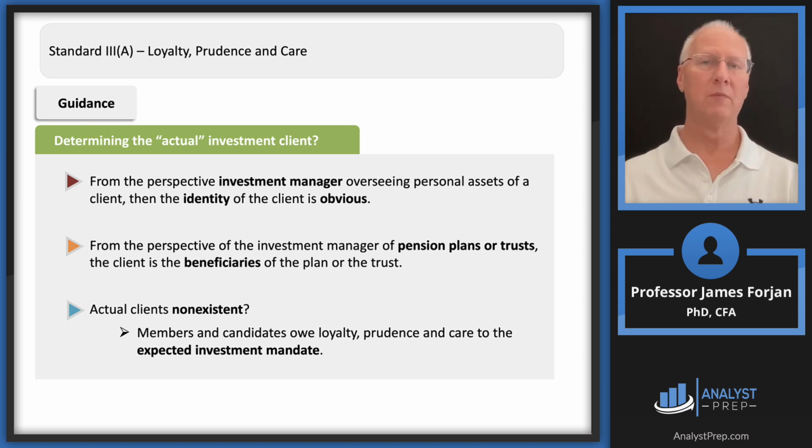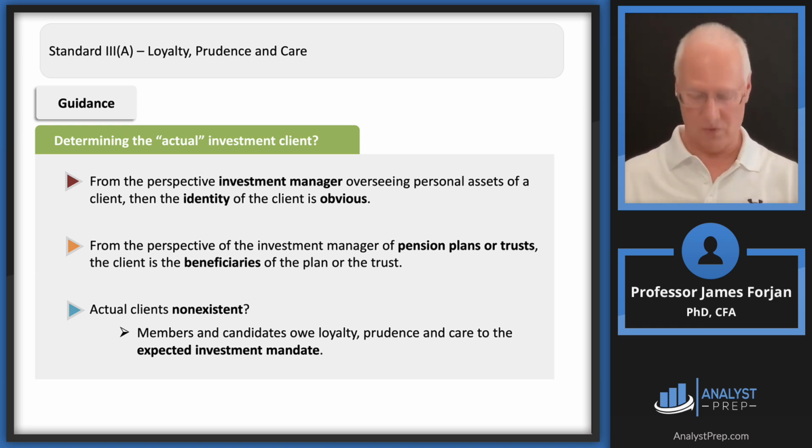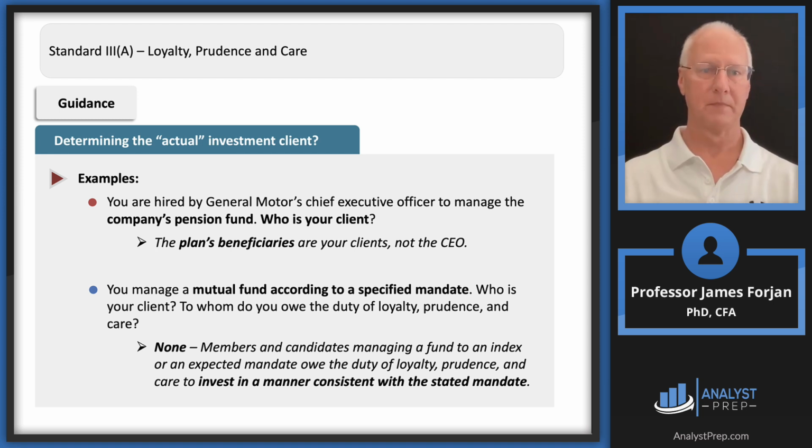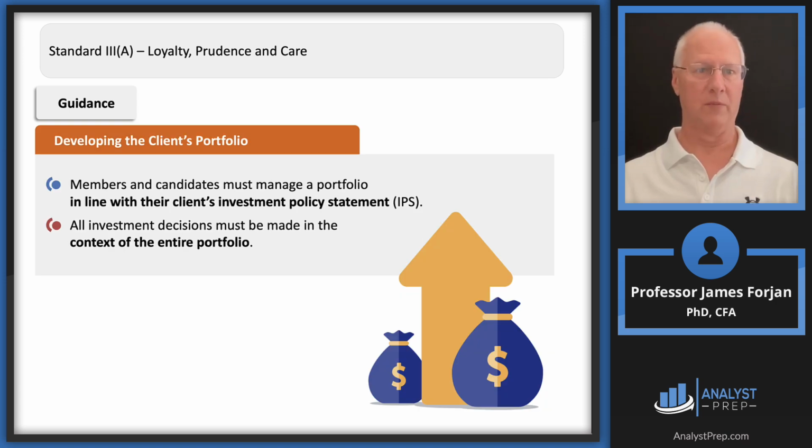And then, of course, a good multiple choice question is to say something like, all right, here's a scenario. Who is the client? And the correct answer is none, because there's maybe an index or a mandate. So here are two just quick examples of this. There's the plan beneficiaries if we're a pension fund, and then a mutual fund according to a specific mandate. Those are good examples there.